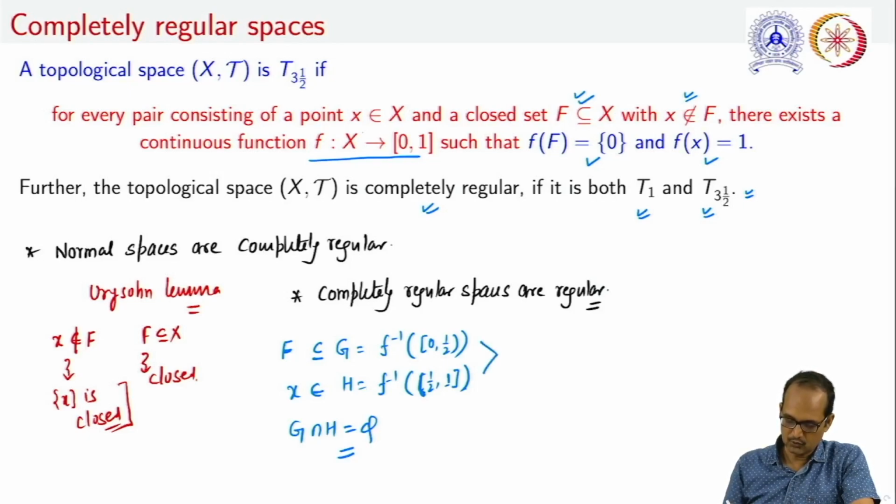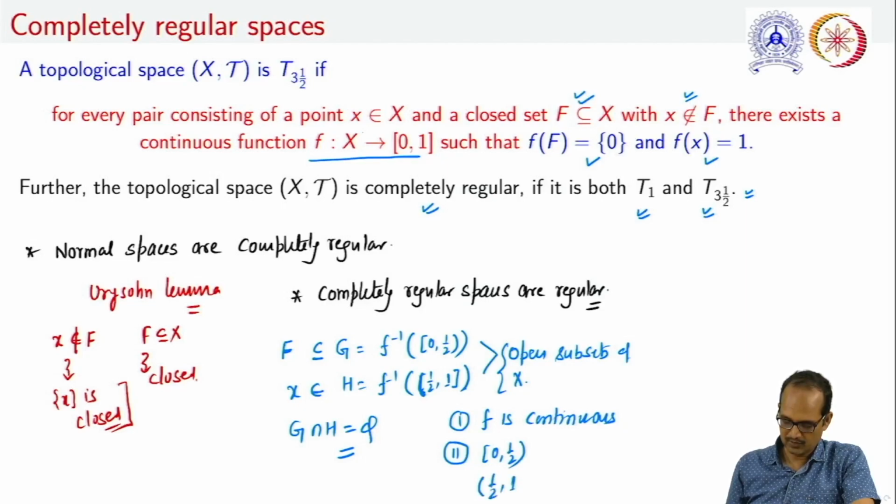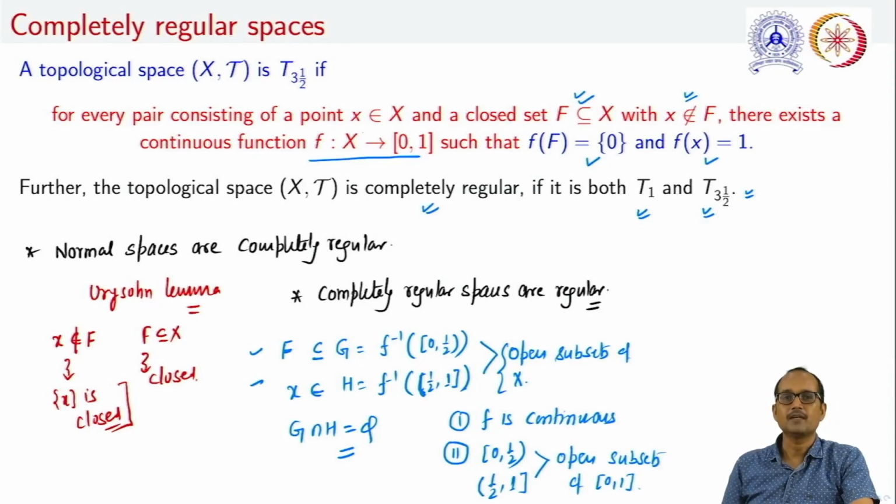Also, these are two open subsets of X. Why? Because f is continuous, and the second fact is that this semi-open interval [0, 1/2) and this semi-open interval (1/2, 1] are both open subsets of this closed interval [0, 1]. Thus we say that every completely regular space is a regular space.